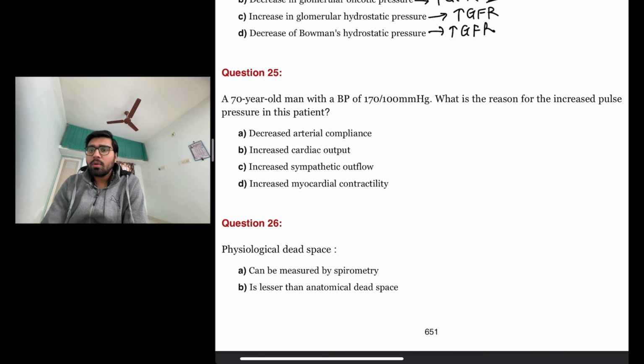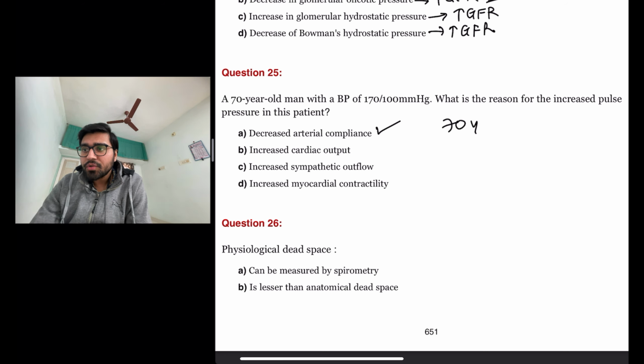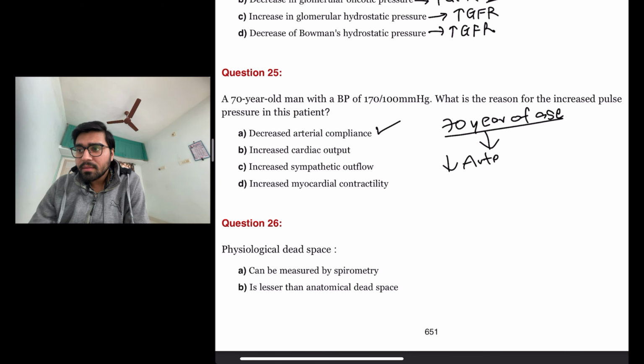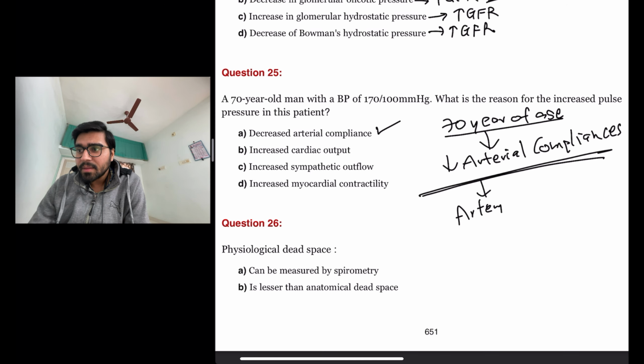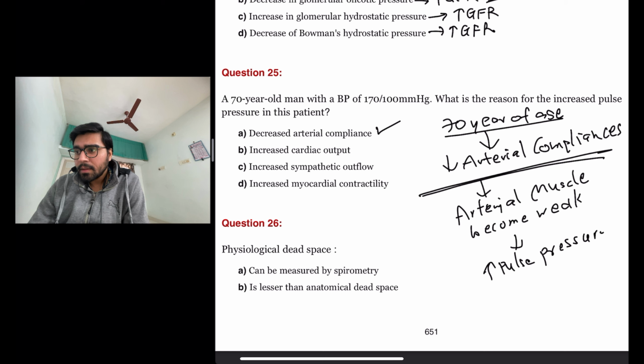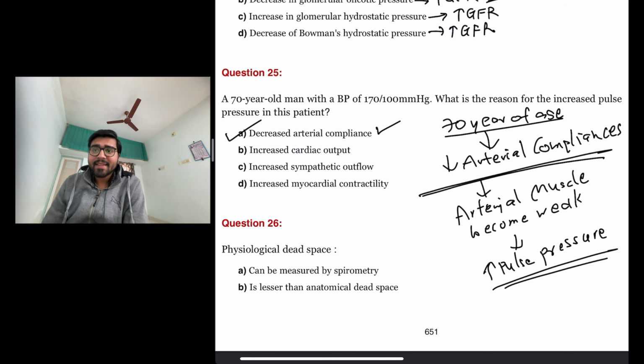The next question is a 70-year-old man with a blood pressure of 170 by 100 millimeter of mercury. What is the reason for the increased pulse pressure in this patient? So let us look at the options. Decreased arterial compliance, perfectly right answer. Because at 70 years of age, it actually leads to decreased arterial compliance, arterial muscle becomes weak. That will lead to increase in pulse pressure. Okay, so the answer here is A, decreased arterial compliance.